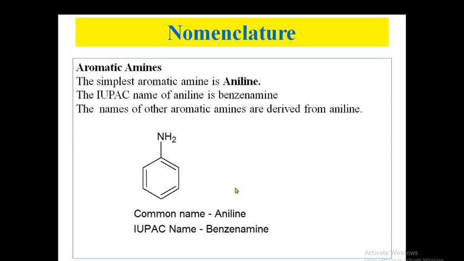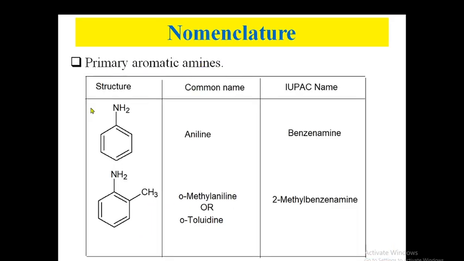So remember this. Other substituted amines may have substituents present on this aromatic ring, or on the nitrogen also. Those substituted anilines or benzenamines can be derived from this basic parent aniline. Let's start with the primary aromatic amines. Very first, obviously, it's aniline, and its IUPAC name is benzenamine, as we have just seen.